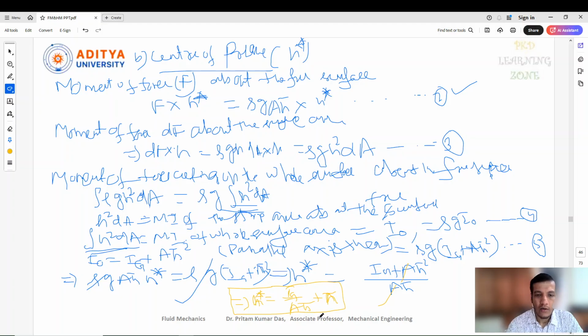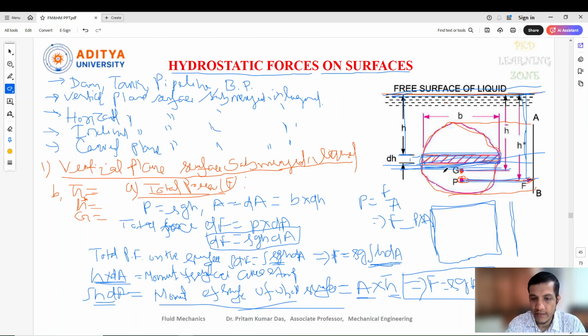Here, what we can identify from this equation is that the center of pressure lies below the center of gravity of the vertical surface, the plane surface. Next, the distance of the center of pressure from the free surface of the liquid is independent of the density of the liquid.